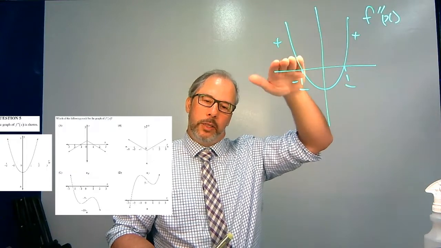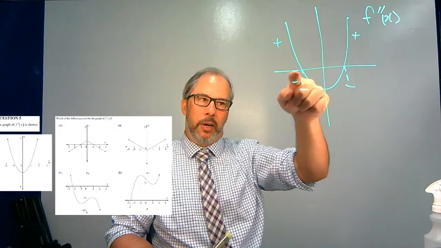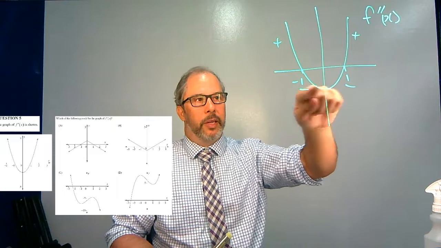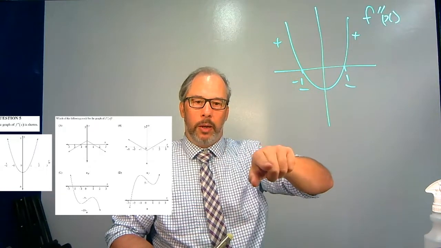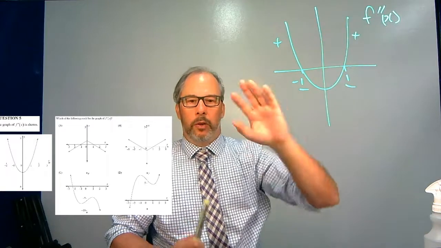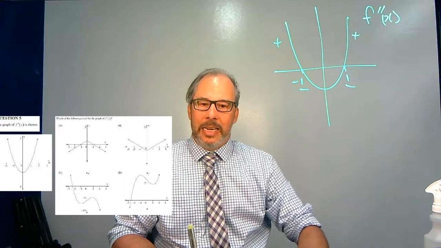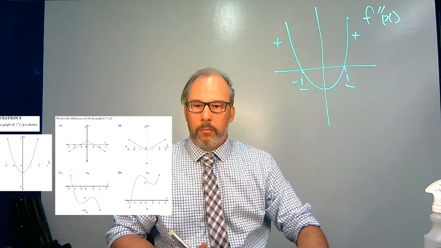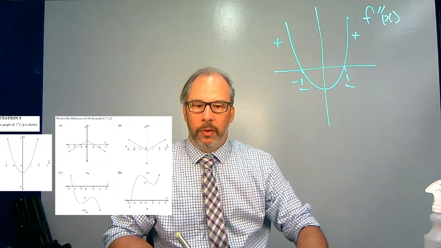At 1, it's a turning point, and then it changes to a negative gradient. So that's this part here of our second derivative. And then at positive 1, it turns and goes up again, which is a positive gradient. So our answer is D for question number 5.